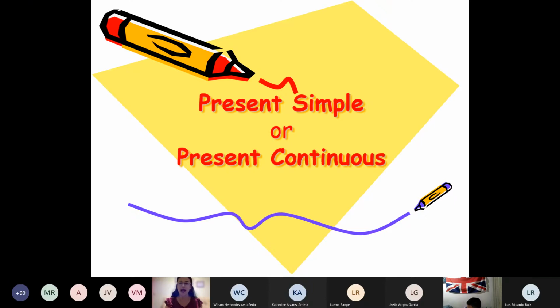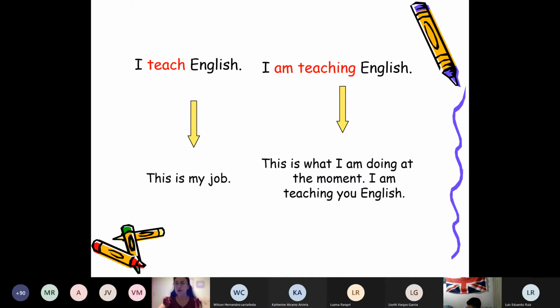So very quickly, I want to show you the difference, maybe you can remember, between the present simple and the present continuous, no? In the first example, I teach English. This is my job and this is something about my present. In the second example, I am teaching English is what I am doing right now. At the moment, I am teaching you English.